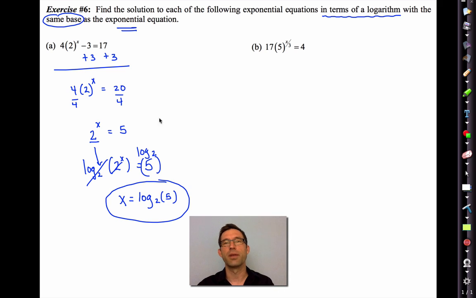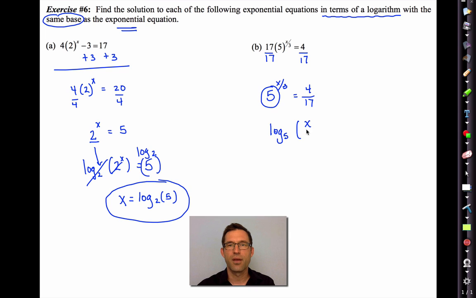Very similar, letter B. Okay, look at this. We've got 5 raised to the x divided by 3, times 17, equals 4. So the first thing that was done to x is we divided by 3, then we exponentiated it, then we multiplied by 17. So the first thing I'm going to do is get rid of the 17. So I have 5 to the x divided by 3 equals 4/17. Now again, we want to rewrite the final answer in terms of a log with the same base as what we have.